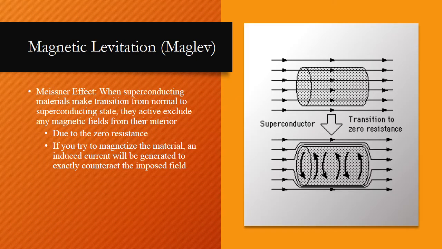Now that we know how induction and superconductors work, let's see how they can be put together to create magnetic levitation. Once a superconductor makes the transition to its superconducting state, it excludes any magnetic fields from its interior. This is called the Meissner effect. Due to its zero resistance, any attempt at magnetizing the superconductor will induce a current exactly counteracting the imposed field.